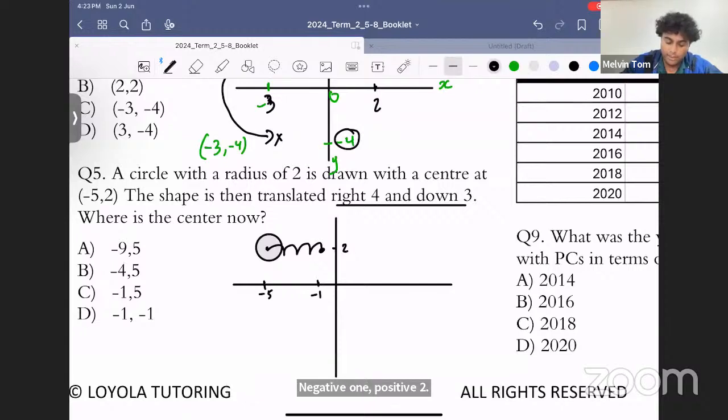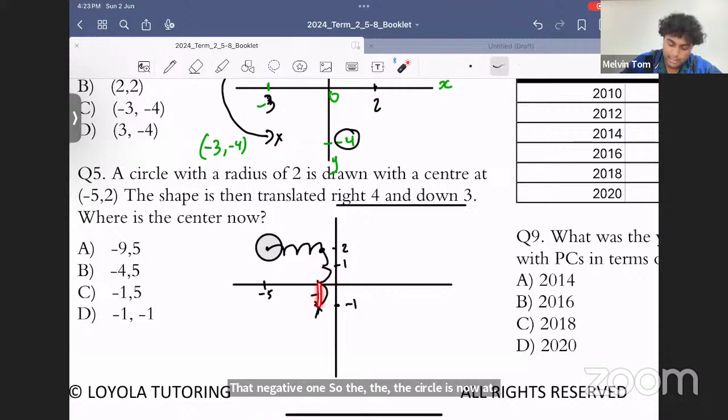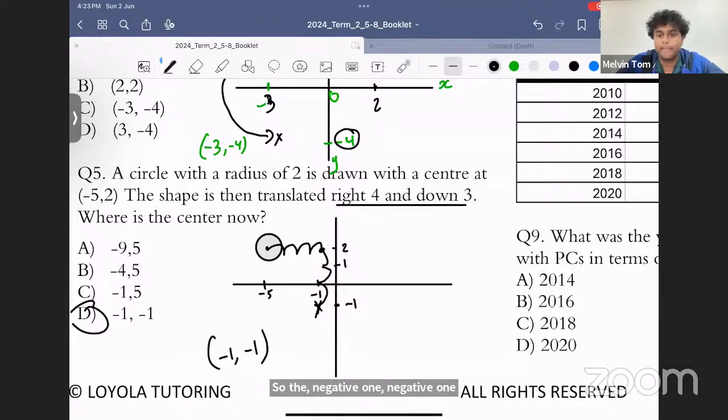Then it goes down 3. So it goes 1, 2, oops, sorry, 1, 2, 3. Let's draw that. So the circle is now at -1 across and -1 down. So the coordinate is -1, -1. D. If you guys have any questions, send it in the chat now. I'll leave it up if you want to take any notes.